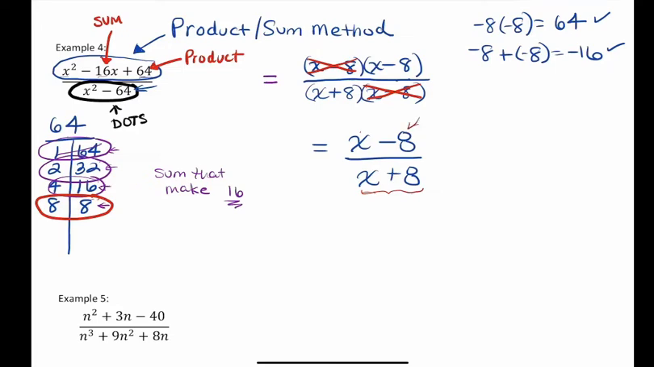Now, I know there's an 8 here and there's an 8 here, but if it's attached via addition or subtraction, there's only so many things we can do with it. And the only way we can get rid of x minus 8 is if there is an exact match of x minus 8 in the denominator. And that is not true here. That's not happening. So that's it. We really can't do anything else with this other than just leave it as is.